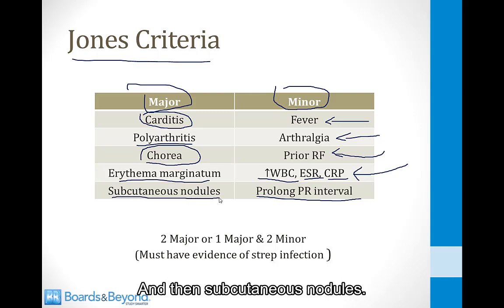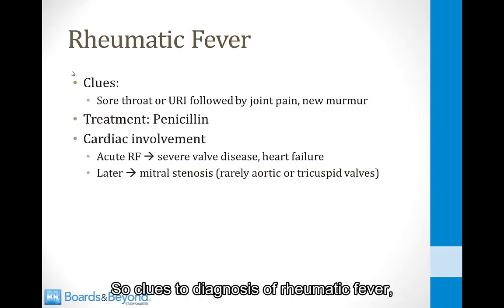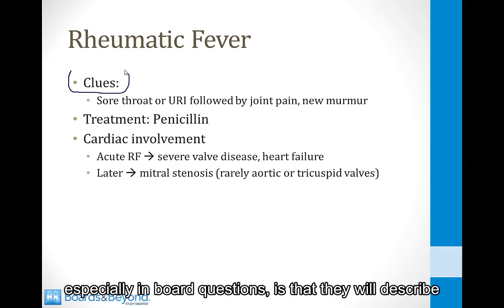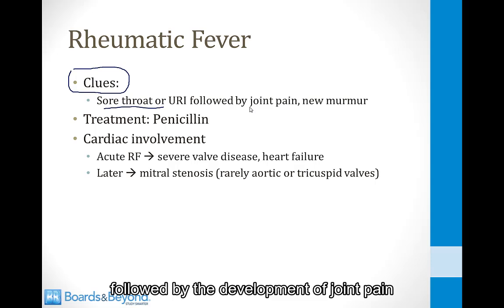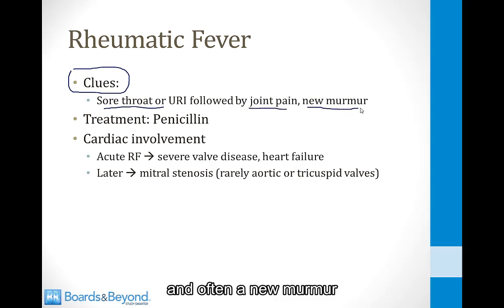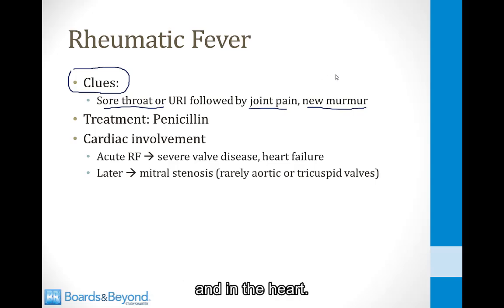And then subcutaneous nodules. And so in order to have rheumatic fever, you need to have 2 major or 1 major and 2 minor criteria, along with evidence of a prior strep infection. So clues to diagnosis of rheumatic fever, especially in board questions, is that they will describe a patient with a sore throat or upper respiratory infection followed by the development of joint pain and often a new murmur. And these are evidence of rheumatic fever in the joints and in the heart.